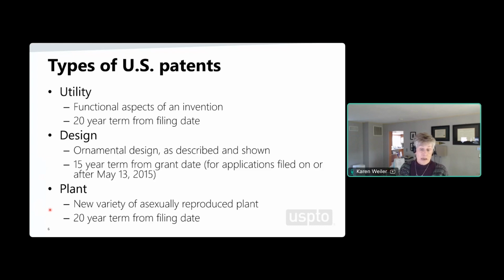And finally, there is a plant patent, and that is directed to a distinct new asexually reproducing plant, which essentially means that the plant is not reproduced using seeds. Having a plant patent prevents others from growing and selling the plant. Like the utility patent, it has a 20-year term from the filing date.